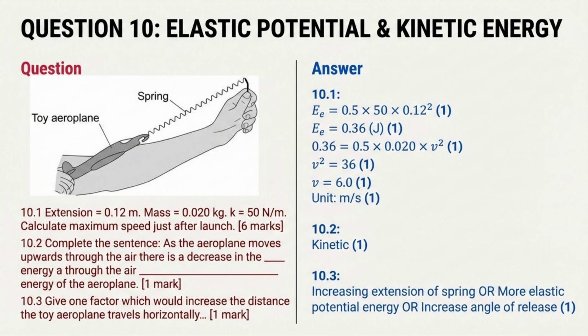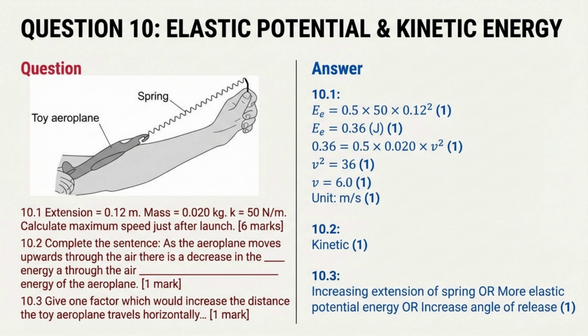Let's isolate v squared. 0.5 times 0.020 is 0.01. So 0.36 divided by 0.01 is 36. And the square root of 36 is 6.0. So the maximum speed is 6.0 meters per second. 10.2 asks us to complete a sentence about energy transfers as the plane moves upwards through the air. As it goes up, gravity slows it down, so there's a decrease in kinetic energy. At the same time, it's getting higher, so there's an increase in the gravitational potential energy of the airplane.